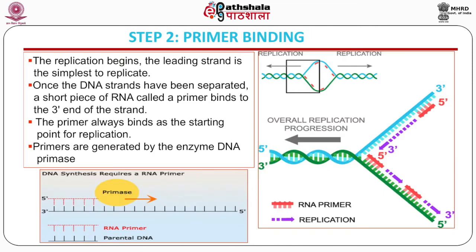Now these are the two modes of DNA replication, the leading strand and the lagging strand. And remember, both replications take place simultaneously. The leading strand is very fast because it takes place continuously, and the lagging strand takes place with the help of small fragments.